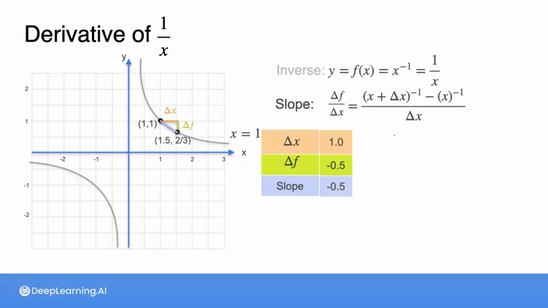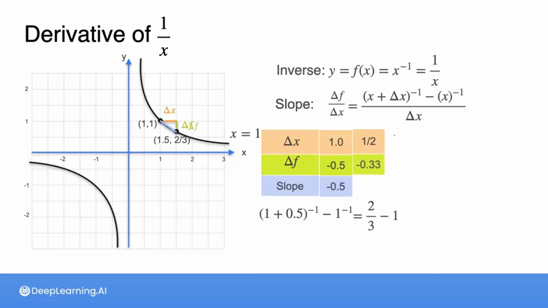Now let's decrease the length of the interval. Let's make it so that delta x is 1/2. If delta x is 1/2, then what's delta f? Well, it's 1 plus 1/2 inverse minus 1 inverse, which is 2/3 minus 1, which is minus 1/3. And delta x is simply going to be 1/2. So the slope is minus 0.33 divided by 0.5, which is minus 0.67 or minus 2/3.